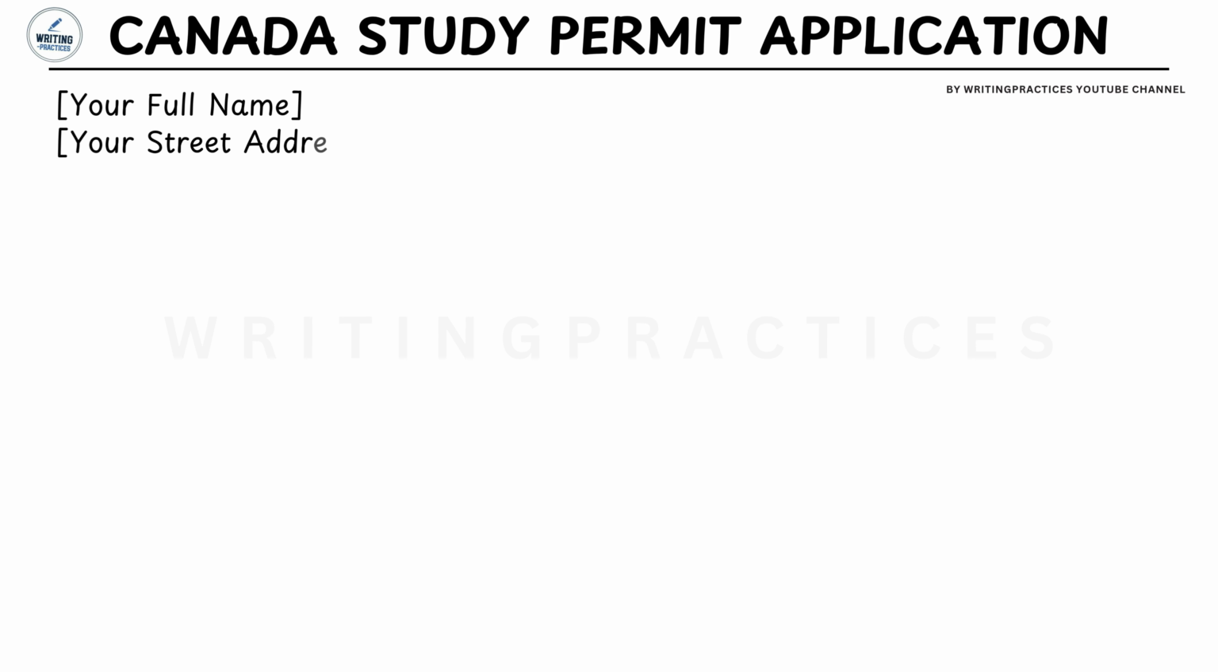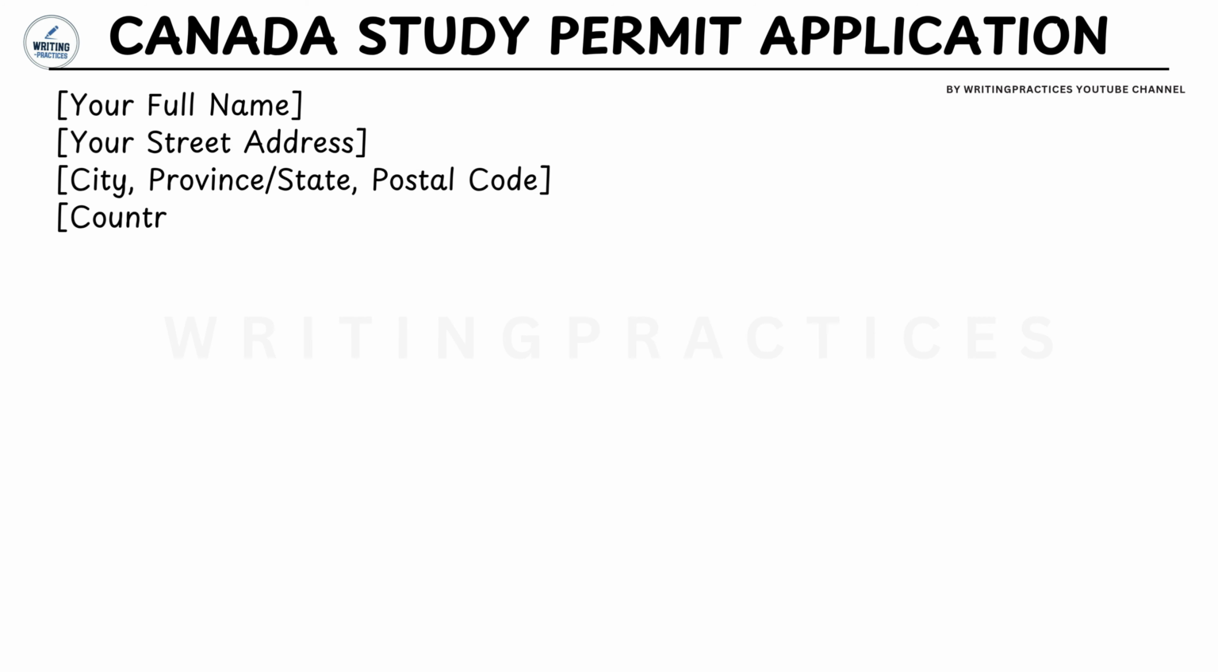Check this out. Sender information. First, write your complete personal contact details at the top of the letter. For example, Daniel Thompson, 78 Greenfield Road, Sydney NSW 2000, Australia, +61 412 555 890, danielthompson@email.com. This identifies the applicant and provides official contact details. Make sure all information matches your passport and application documents.